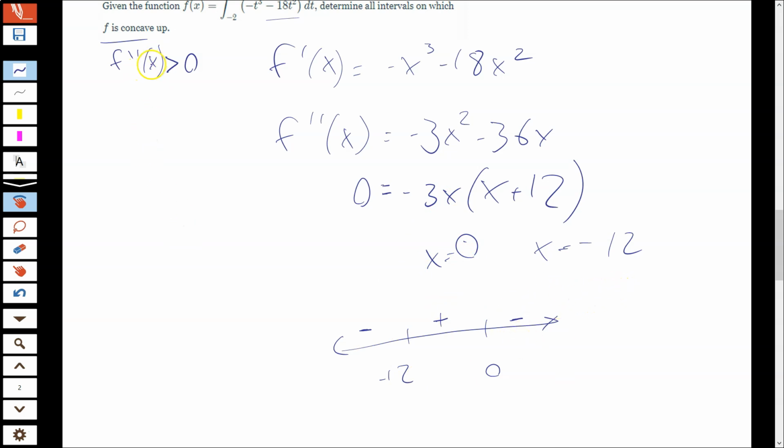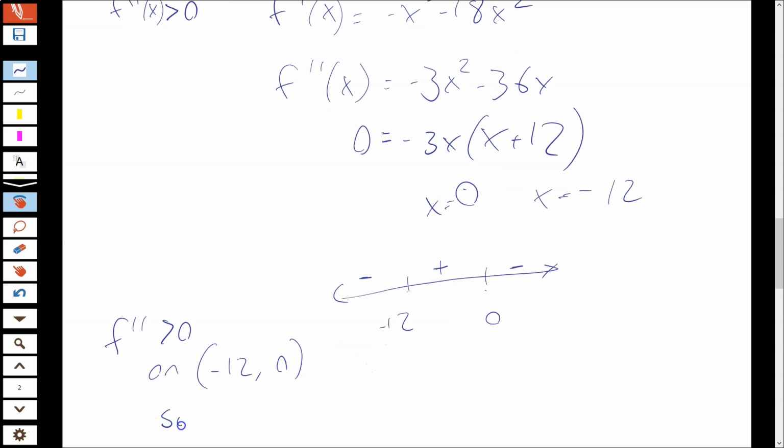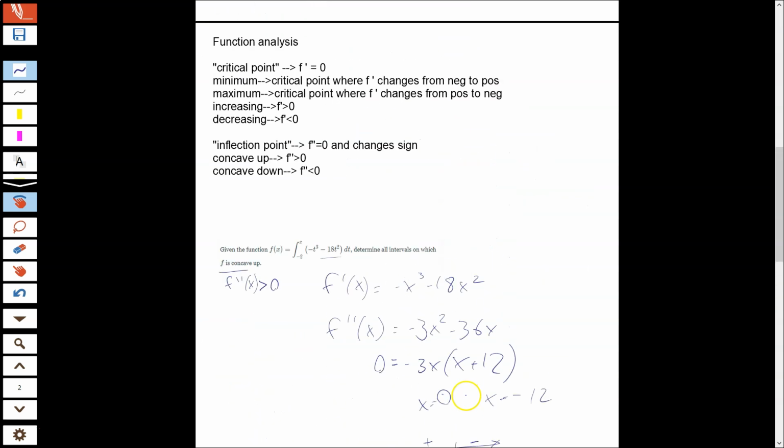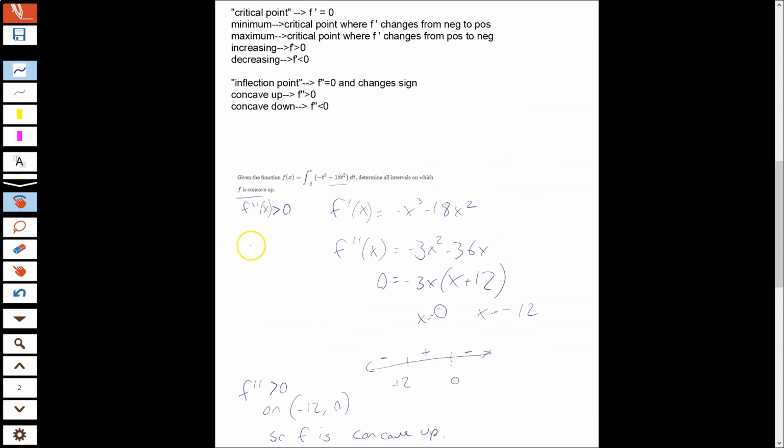Okay, so we want concave up. So we'd say f double prime is bigger than 0 on the interval from negative 12 to 0. I'd say parentheses because we know at these points it's equal to 0, so those are not included. Okay, so it's concave up. Okay, so make sure you have a couple examples captured in your notes, and then you will certainly need what I have included here, so all these function analysis definitions. So make sure you capture those as well.